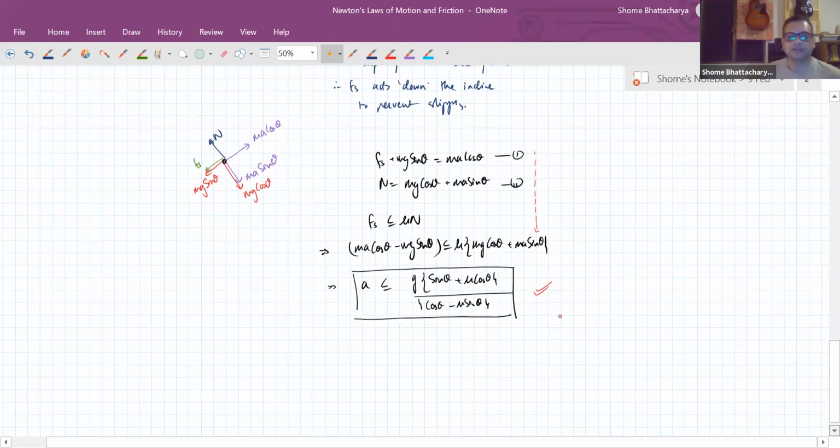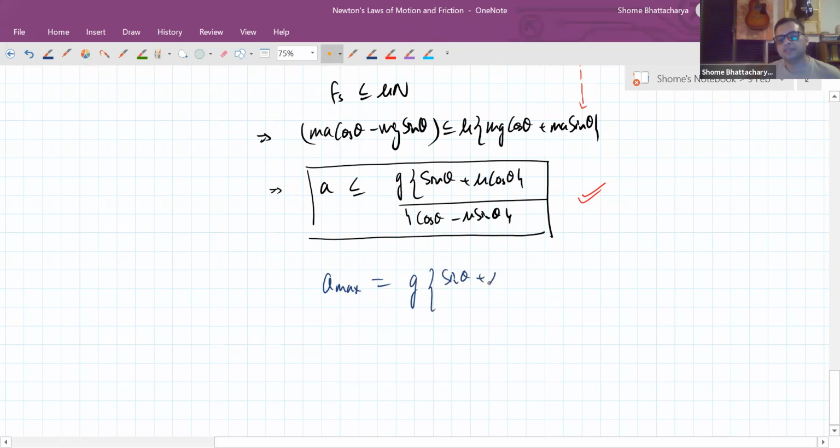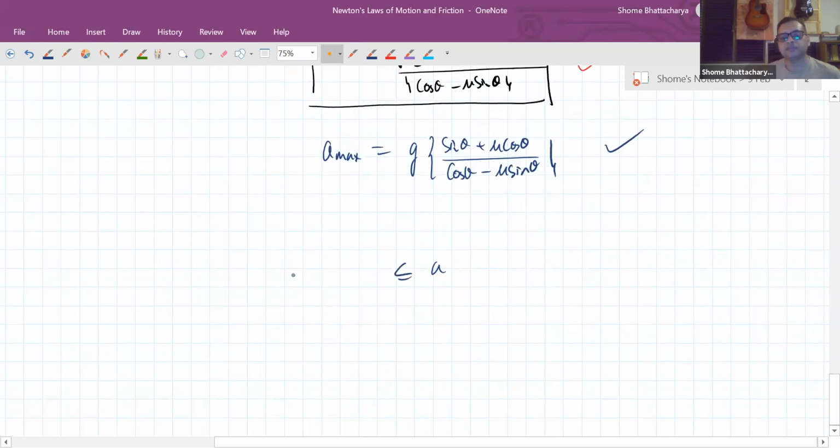So now we are getting the other limiting condition, the other extreme condition on A, that A can have a maximum value. It should not exceed this value, that is g into sin theta plus mu cos theta upon cos theta minus mu sin theta. So if we put together this equation with the one that we got earlier, we can see that A should be within this range of minimum to maximum. So the minimum was g into sin theta minus mu cos theta upon cos theta plus mu sin theta. And on the other side, the maximum in the limiting condition is this one.